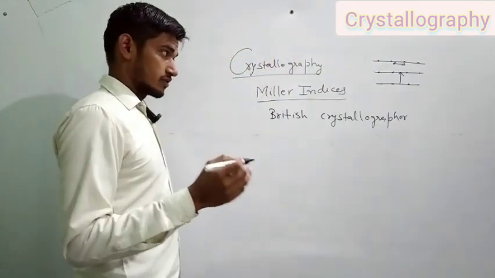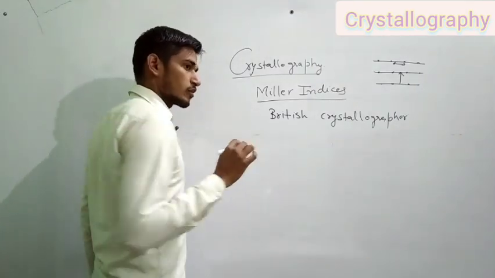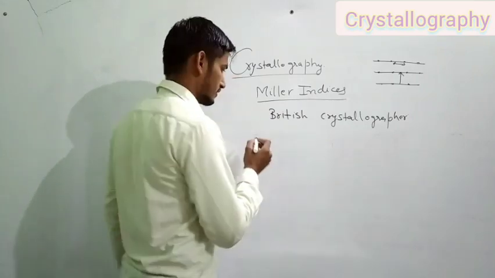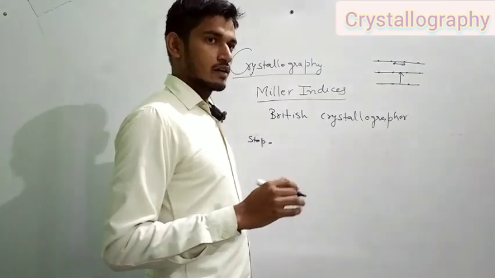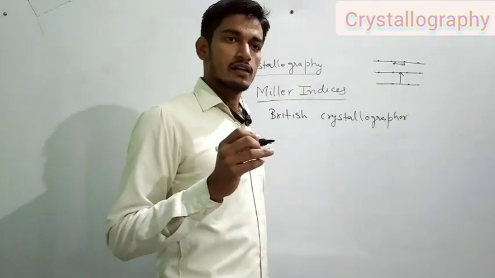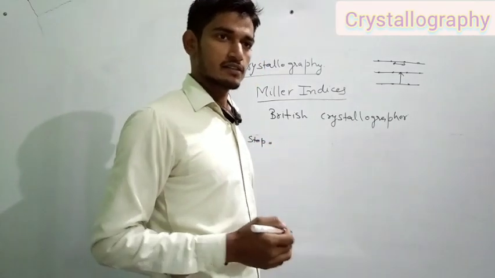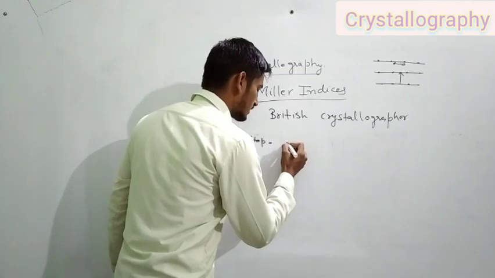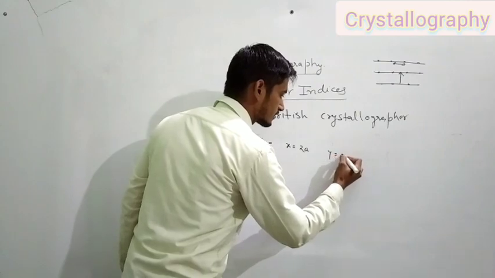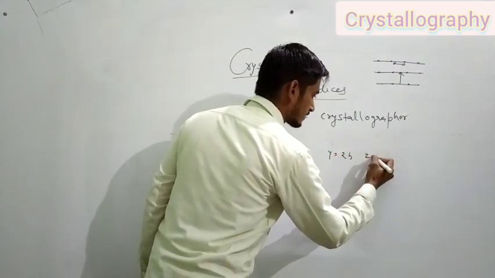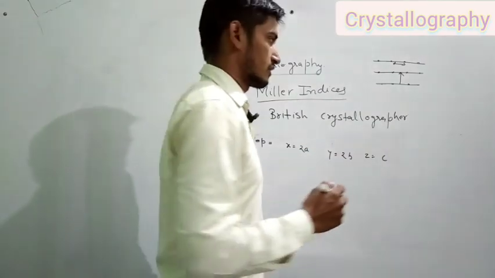So first of all, to represent the Miller indices for any crystal, four steps are followed by Miller. Step number 1: determine the intercepts for the crystallographic axes. For example, for the x-axis it is equal to 2a, for the y-axis it is equal to 2b, and for the z-axis it is equal to c. These are the intercepts for the crystal plane.